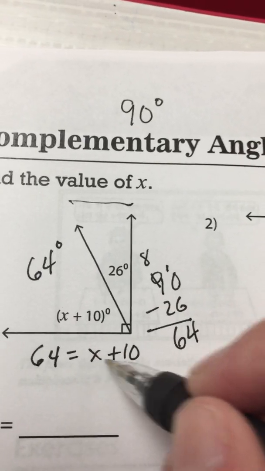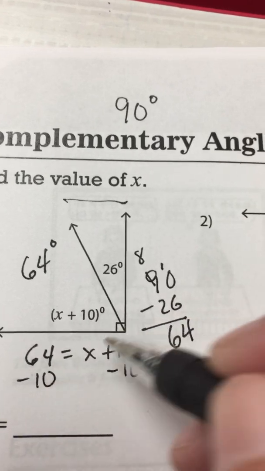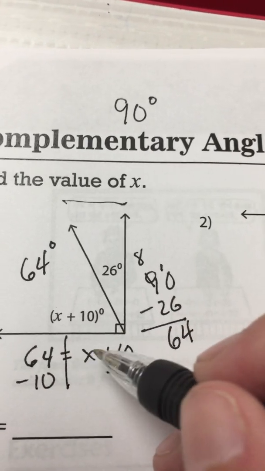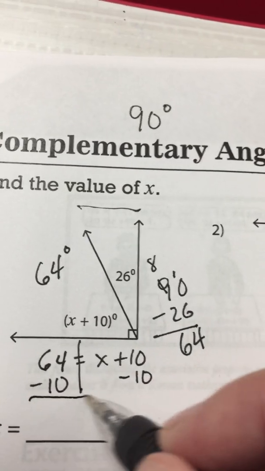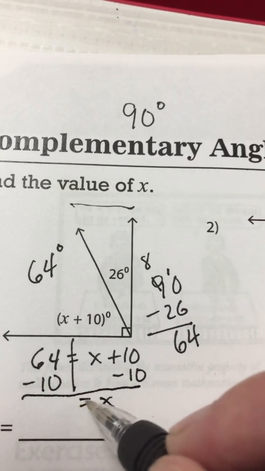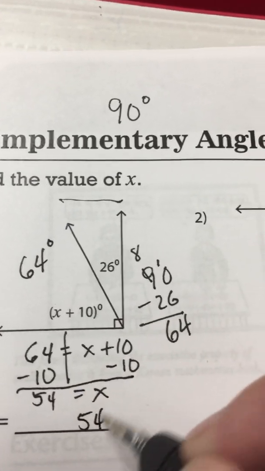So in order to get x by itself, I need to subtract 10 to get rid of the 10. If I do it to one side, I must do it to the other side. So remember, the goal is to get x by itself. So whatever number is over here is the one I want to get rid of. So when you subtract 10 on both sides, of course, that means x is now equal to 54. So what is x equal to? 54. There you go.